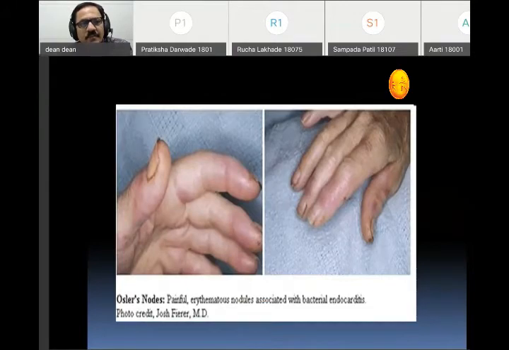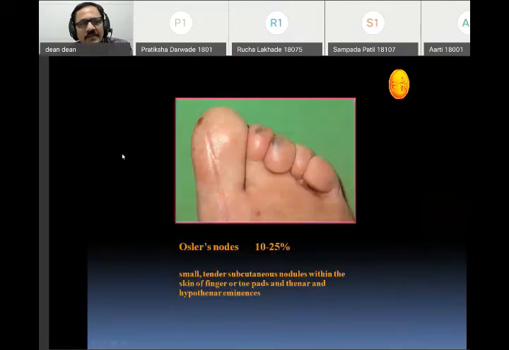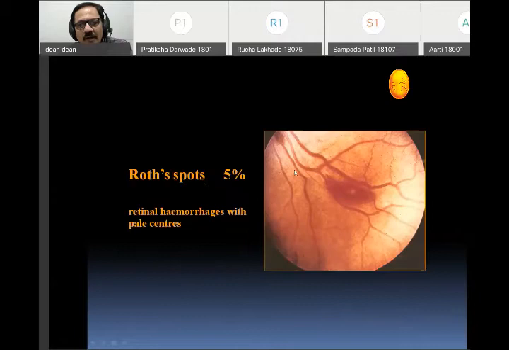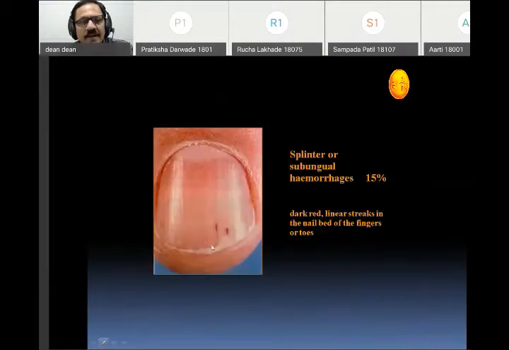You can see these are again the same thing. Roth spots are a common diagnostic feature. Here you will see retinal hemorrhages with a pale center, which is a characteristic feature of subacute bacterial endocarditis. Splinter hemorrhages over the nail are also a characteristic feature. So when a patient has mild fever, splenomegaly, then splinter hemorrhages, Roth spots, and Janeway's lesions, think about SABE.